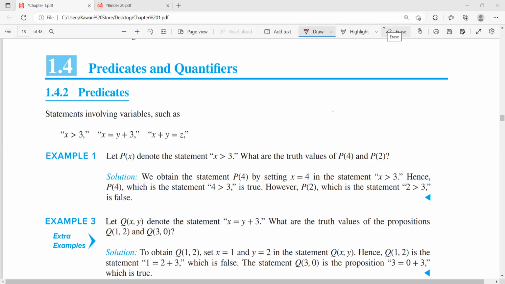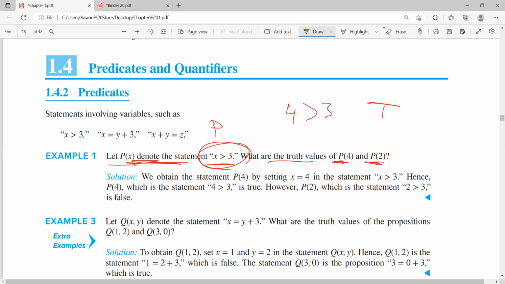So we have two things here. You can see from here, let P denote any statement. For example, your statement is X greater than 3. That's a P, your statement. What's the P value of F of X, P of 4, and P of 2? When you say P of 4, it means 4 greater than 3, is that true or not? True. How about P of 2? 2 is greater than 3? So that one is false. So P can be any statement.